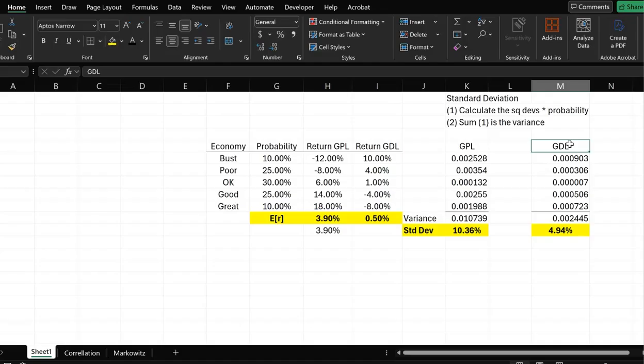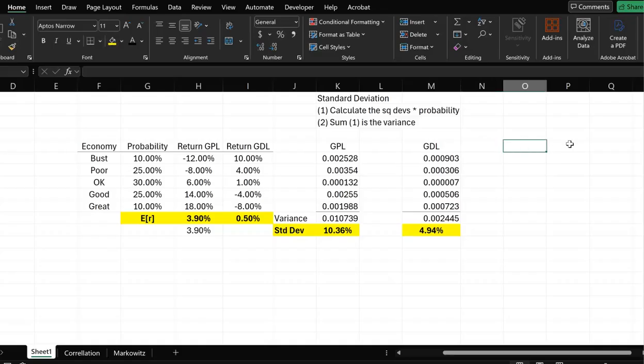Okay, and then typically what we'll do in this case is we'll say, okay, well, how about another asset that is a mix of GPL and GDL? So I'm gonna put here 50-50 mix. I'm gonna put half of my money in GDL, and I'm going to put half of my money in GPL, right? And the way to do that is to first find out what you would earn in each scenario, in each outcome. So I'm going to calculate the return of the 50-50 in this cell right here.